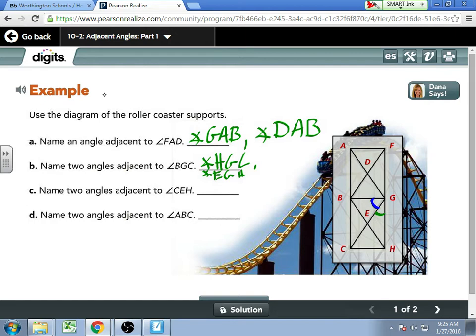Cassidy? Would BGF work? BGF is this whole angle, which we could assume is 90. So BGF totally works. Eli? BGA. BGA is this angle right here, so that one also works. And we could call that BGA or BGD. It'd be the same angle.